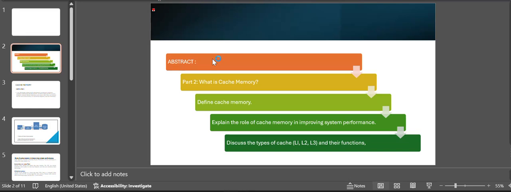Welcome to the video series on operating systems. Here we are discussing memory management. In memory management, we are discussing part 2.